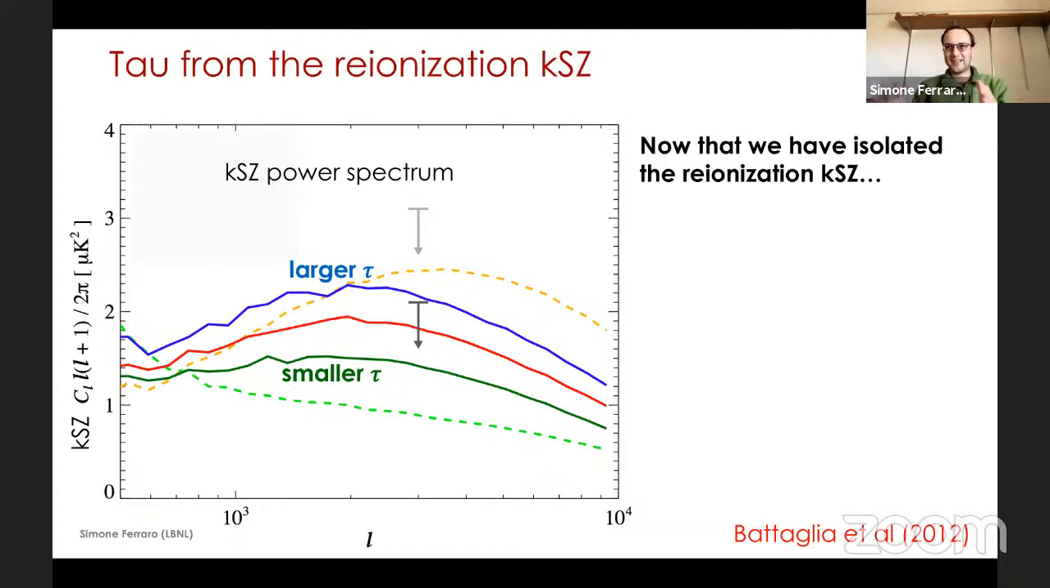But there are these two separate steps. One is we isolate the reionization component, and then how you interpret the amplitude of the reionization component is a different game.